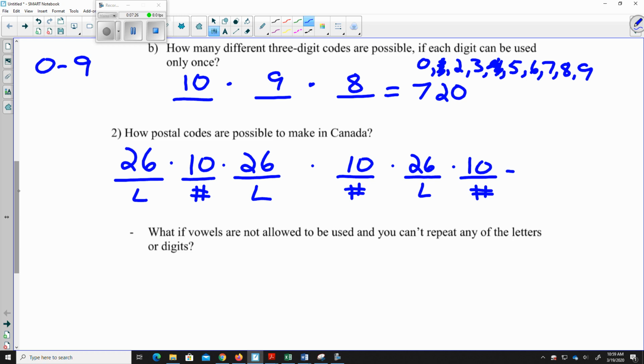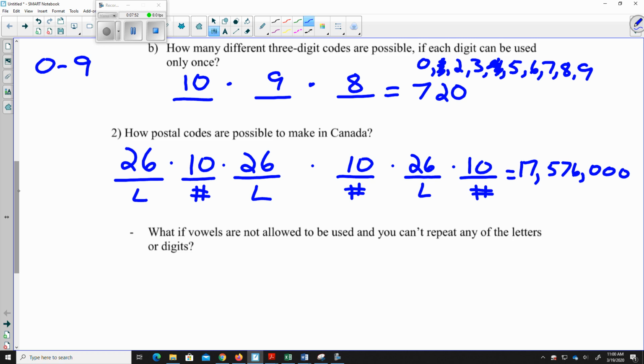You're going to get something like 17,576,000. All right, so you can see why this is a handy little tool to use, because you can count out 17.5 million different postal codes in 30 seconds. All right, so this is what I'm talking about when we get into larger numbers.